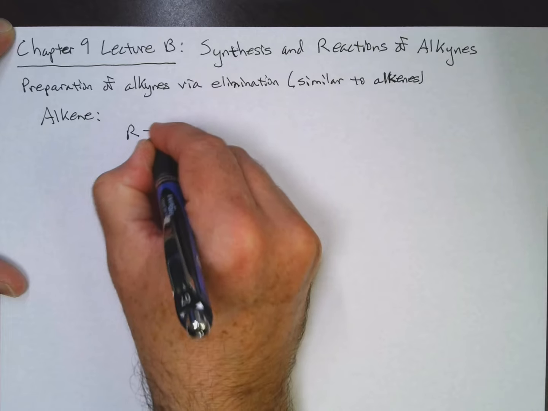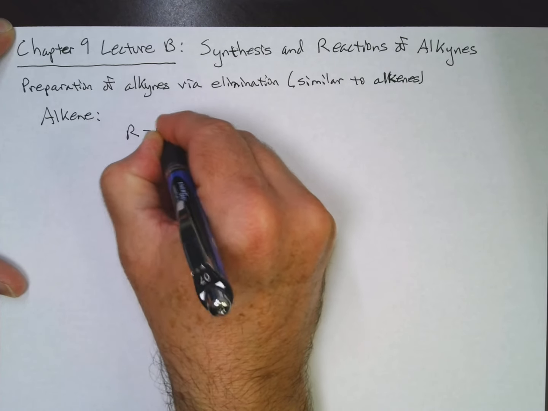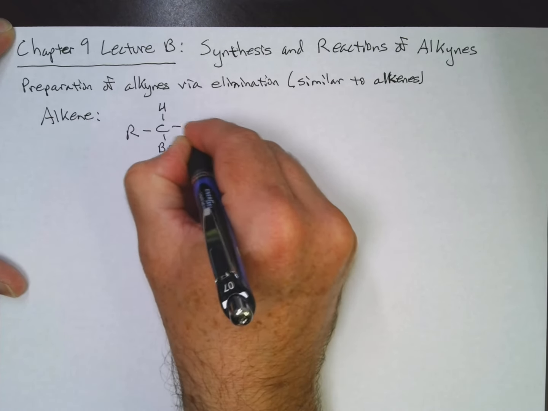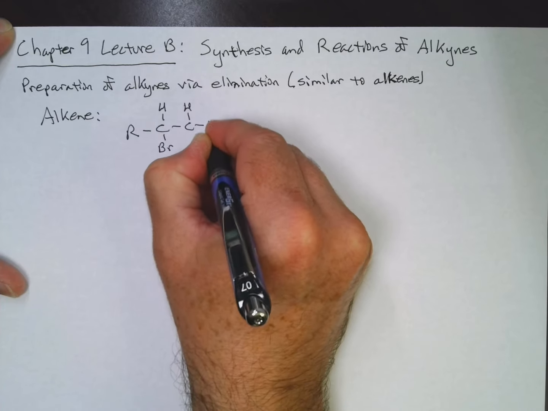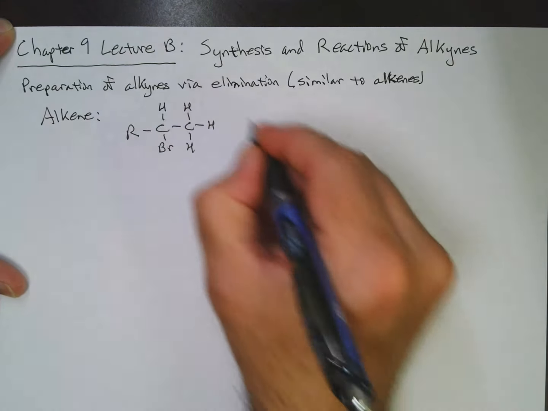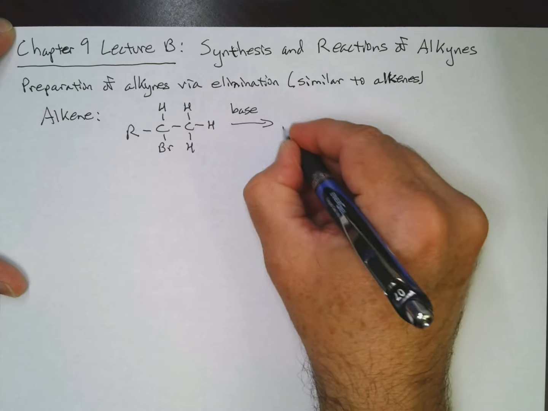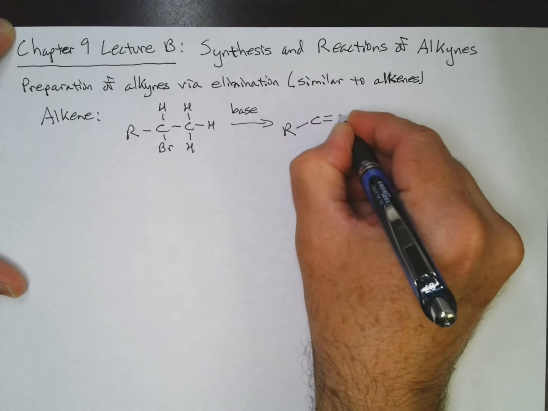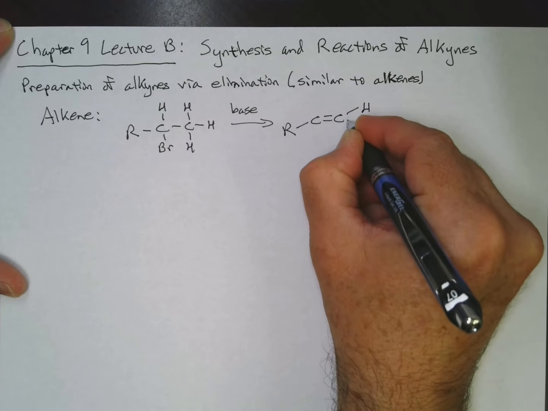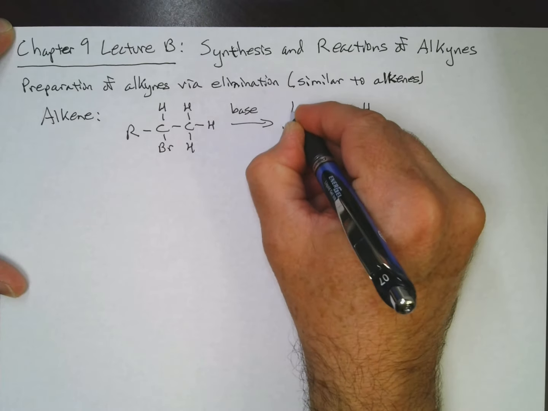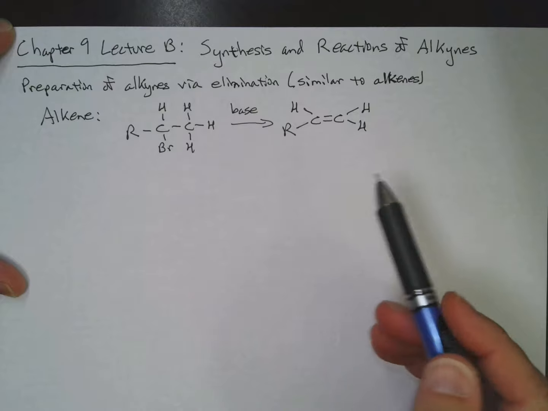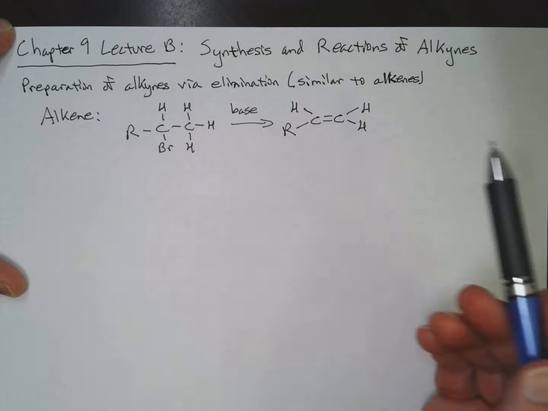So we'd have some kind of alkyl halide, and we'll treat this with a base, and we'll end up getting our alkene. Okay, so we're removing one hydrogen and we're removing the bromine.